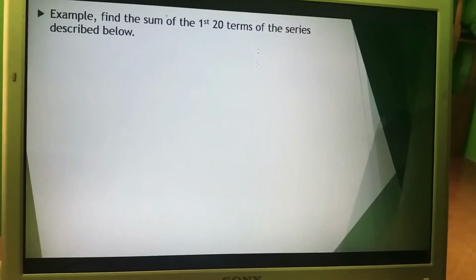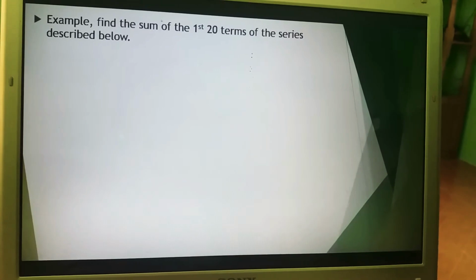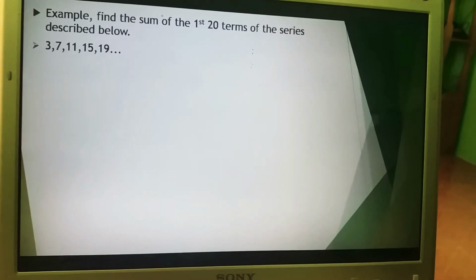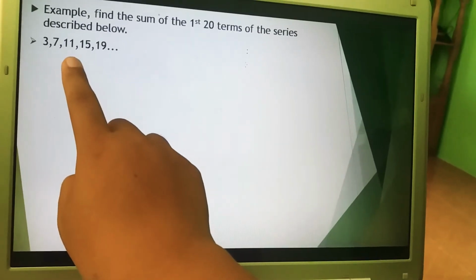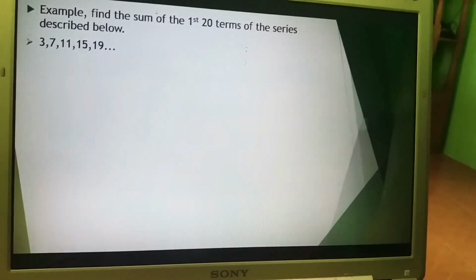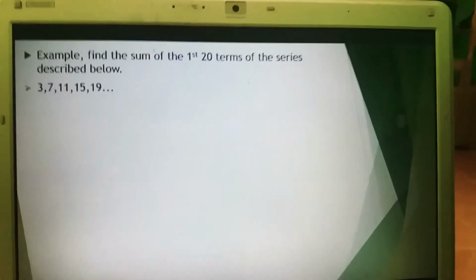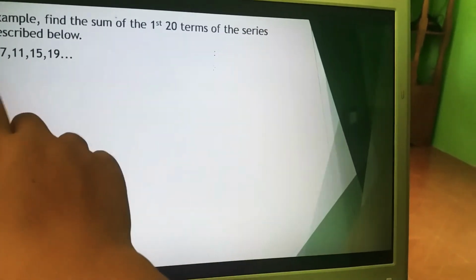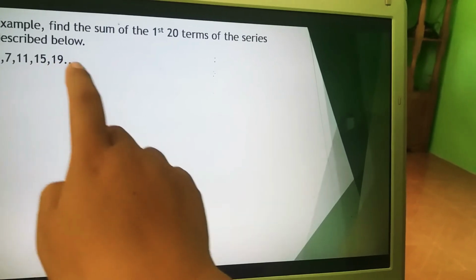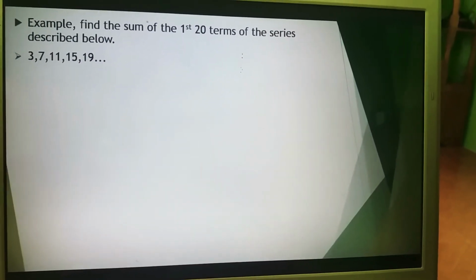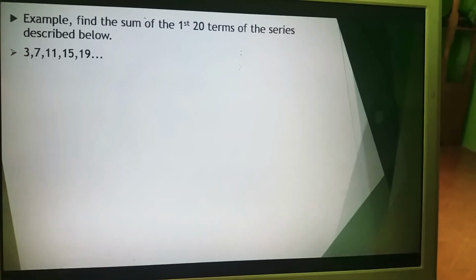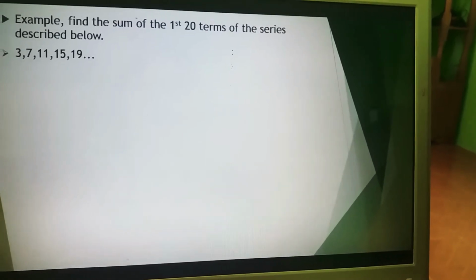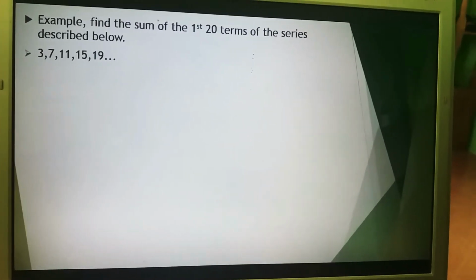Example: find the sum of the first 20 terms of the series described below. We have the series 3, 7, 11, 15, and 19. What we need to do is get the sum of all the numbers up to the 20th. So we have 1, 2, 3, 4, 5. We only have 5. How are we going to know the sum of the 20 terms or 20 numbers in that series? So this is what we're going to do.